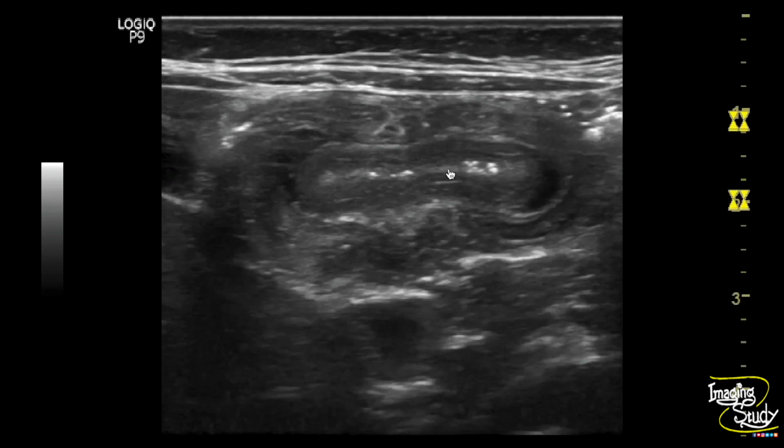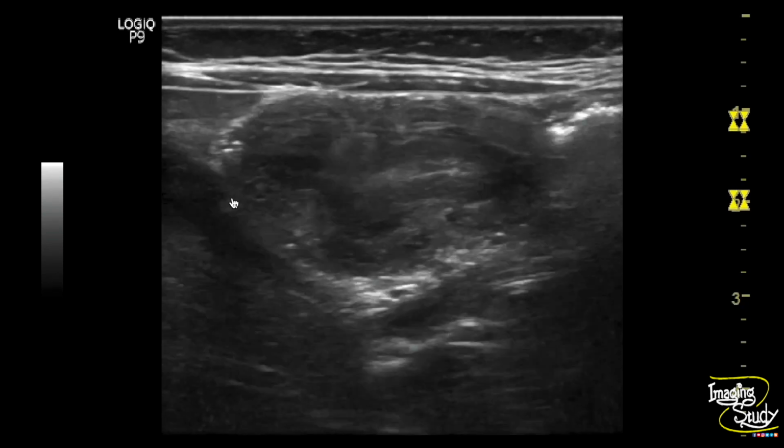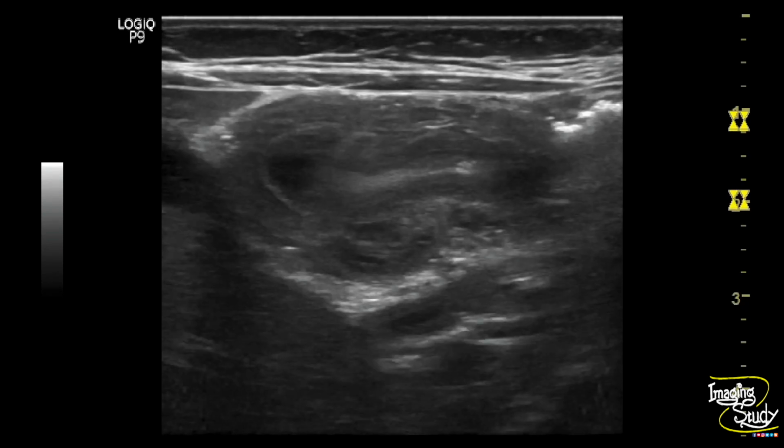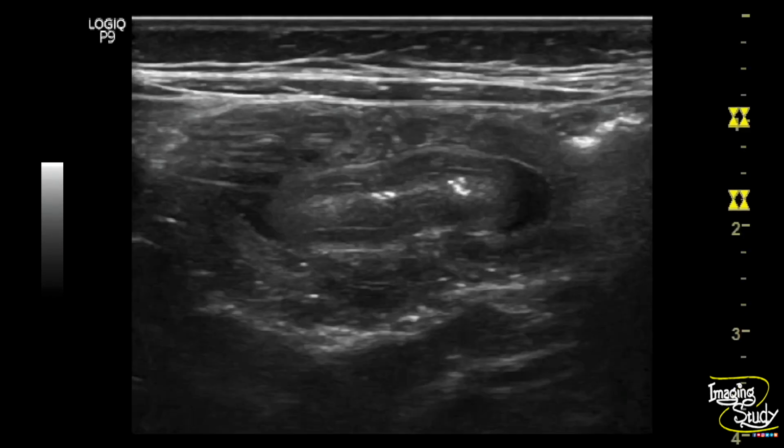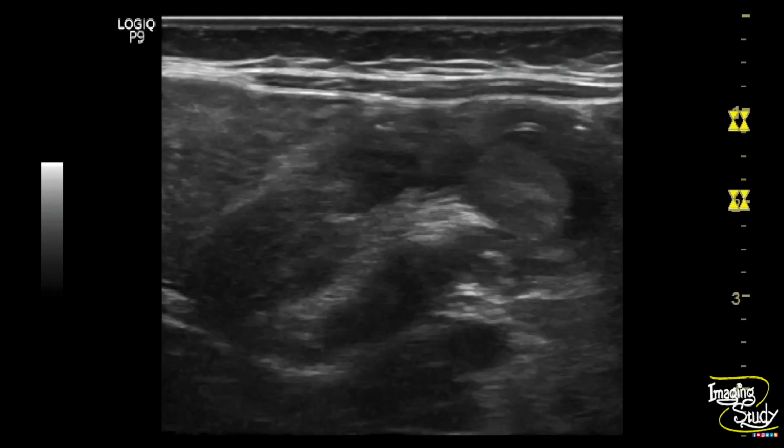So this is a case of intussusception. This condition may be transient, but in this patient surgical correction was done. There were no enlarged mesenteric lymph nodes.